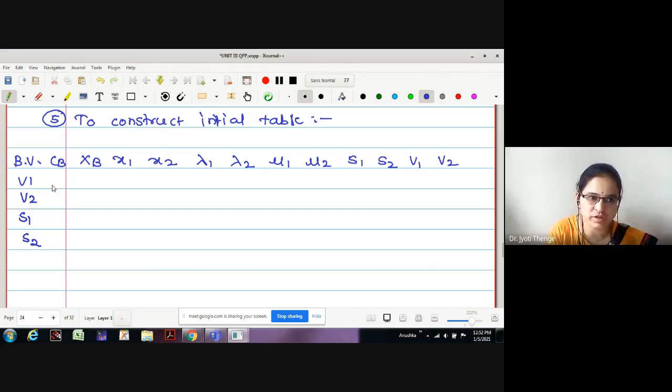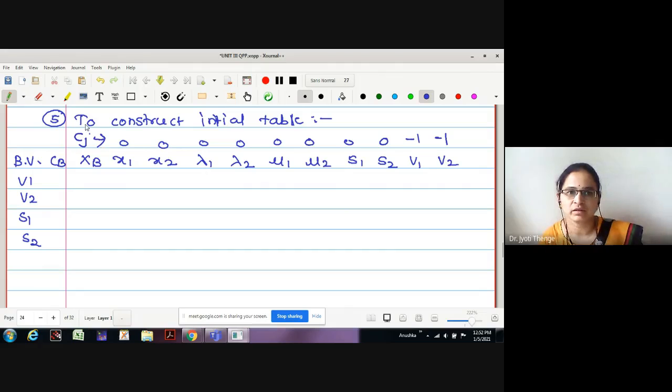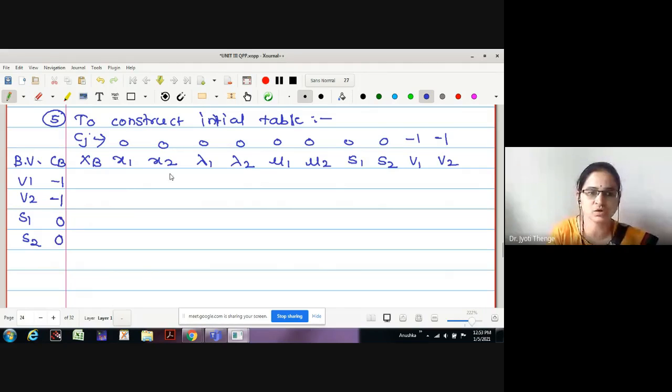What is the cost of these variables? The objective function is 0 everywhere, only minus V1 and minus V2 are there. Therefore, what is the cost of these basic variables, the CB column? Minus 1, minus 1 for V1 and V2, and for S1, S2 it is 0, 0.